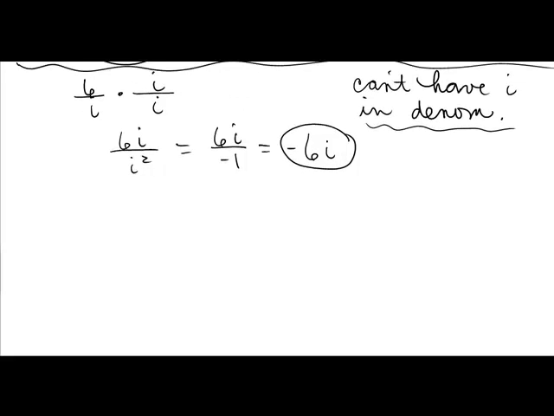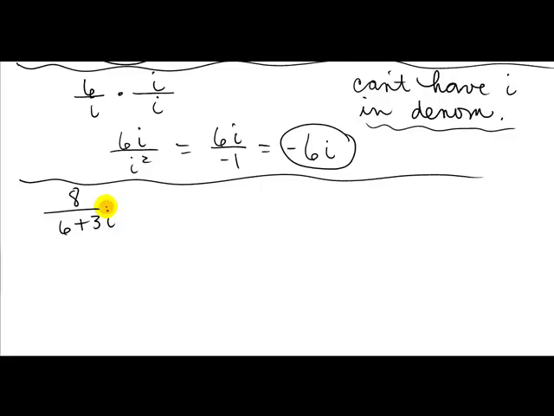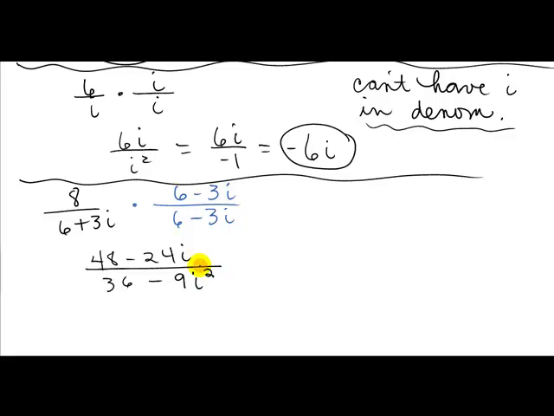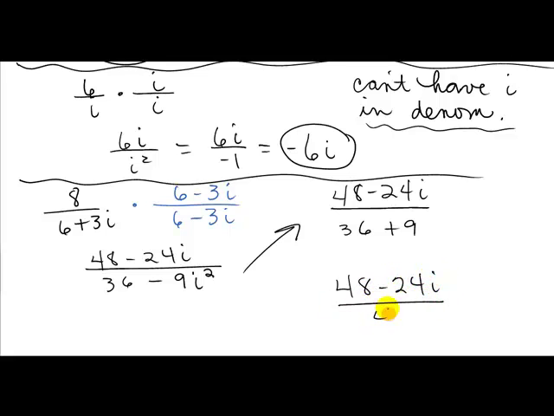If I have two terms, it will be like we did with the conjugate. So I want to take and multiply by 6 minus 3i, top and bottom, numerator and denominator. So I'll have 48 minus 24i over 36 minus 9i squared. This is going to simplify for the bottom to become a positive 9. Then that becomes a 45. So 48 minus 24i over 45.